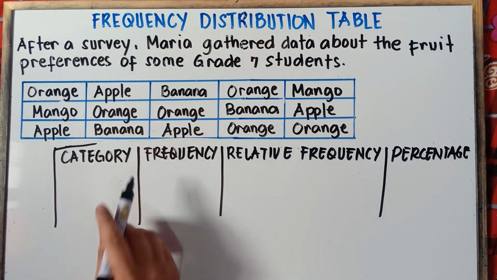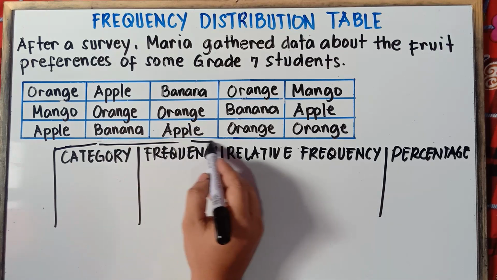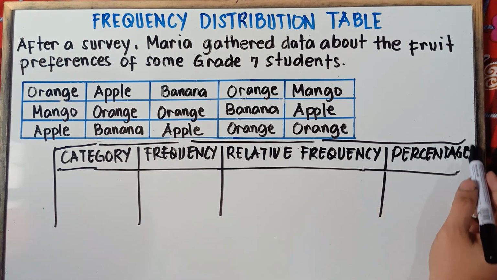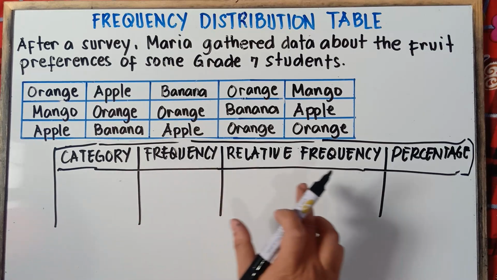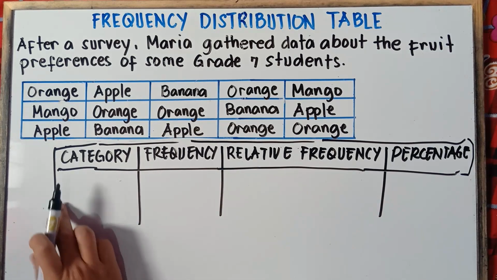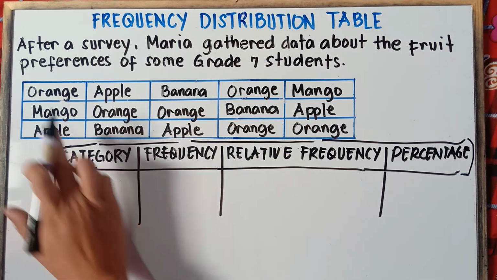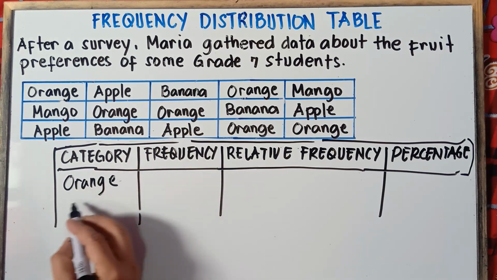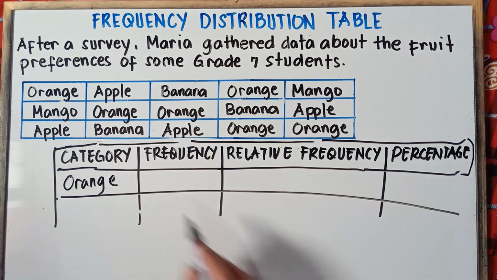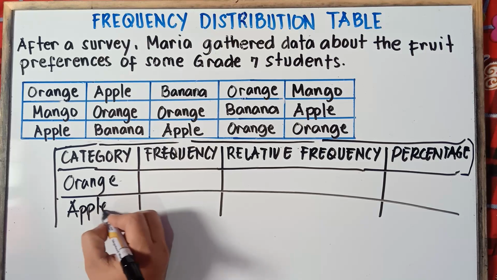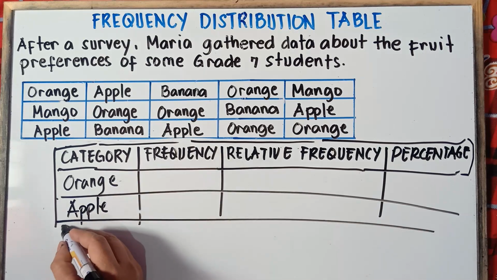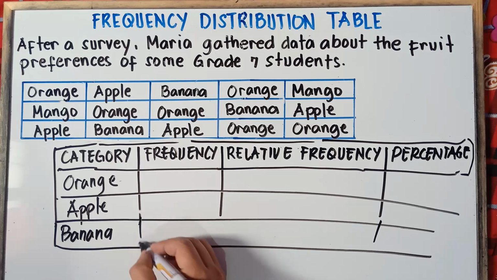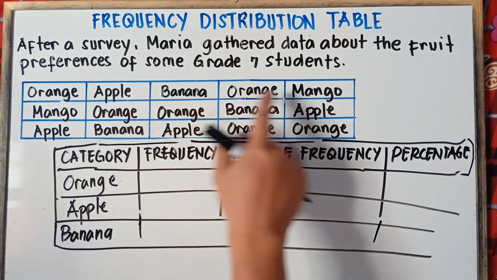So these will be our columns 1, 2, 3, 4. We have 4 columns. This will be our first row: category, frequency, relative frequency, and percentage. For the second row, the kinds of fruits. The first kind of fruit is orange. The second kind of fruit is apple. And then banana. And then the last one, mango.